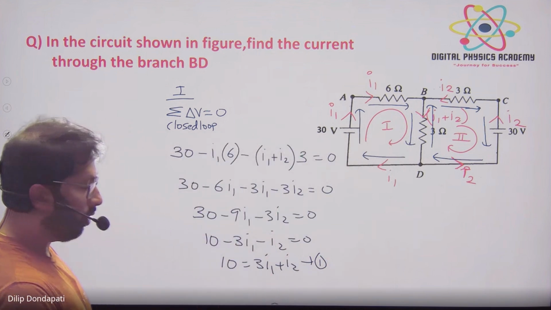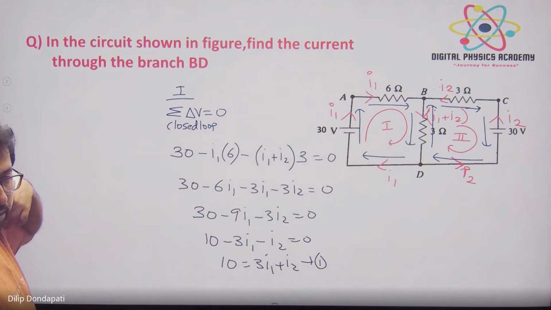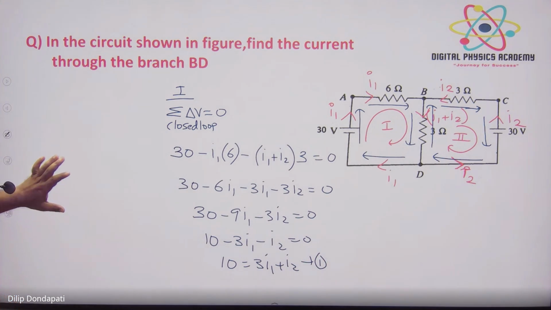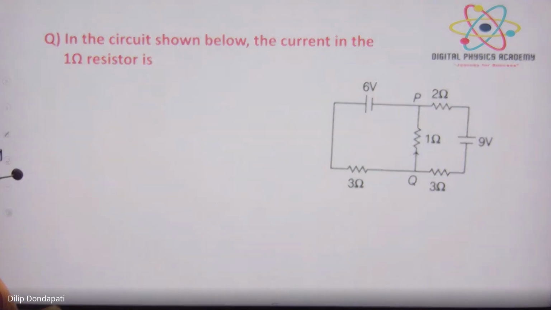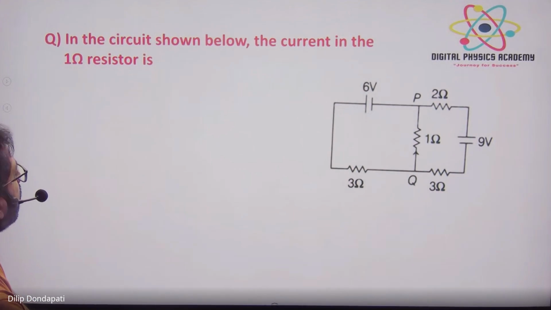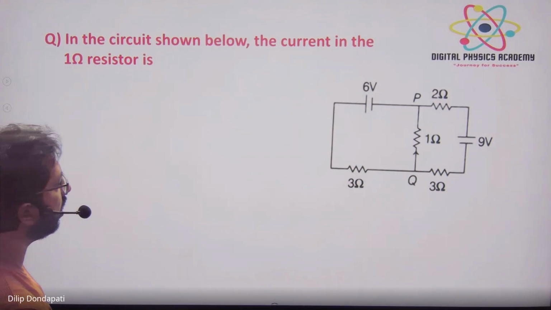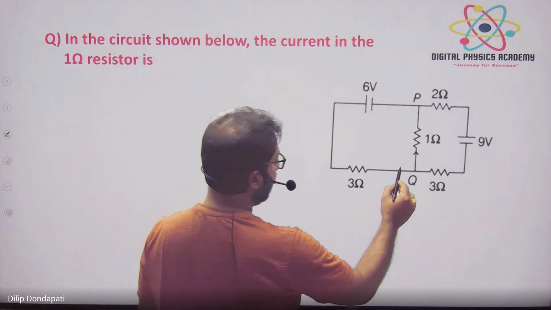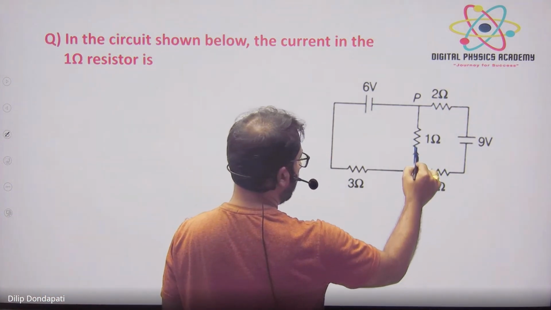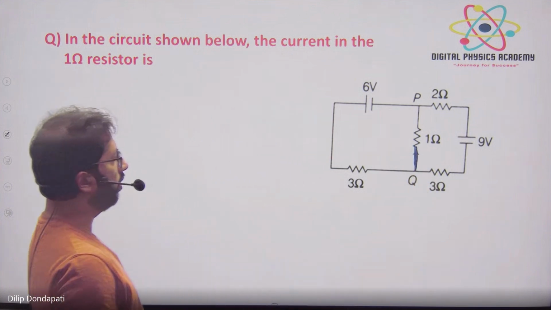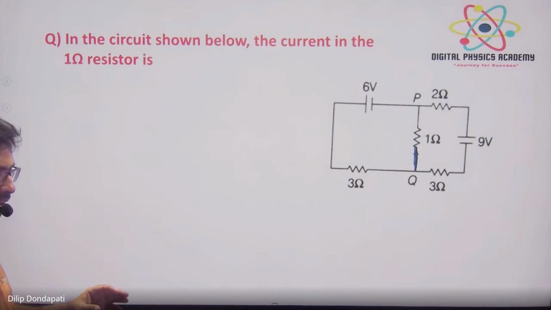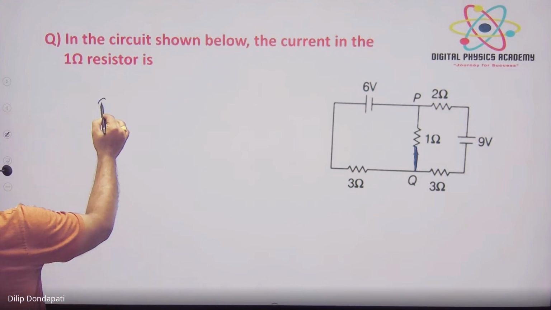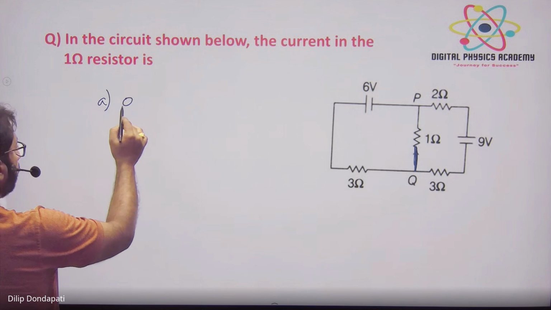So now we'll do a JEE Mains question, so you have to solve it and tell the answer. Look, in the circuit shown below, the current in the resistor of 1 ohm is... You only decide the direction. Whatever options I'll give, try to do.